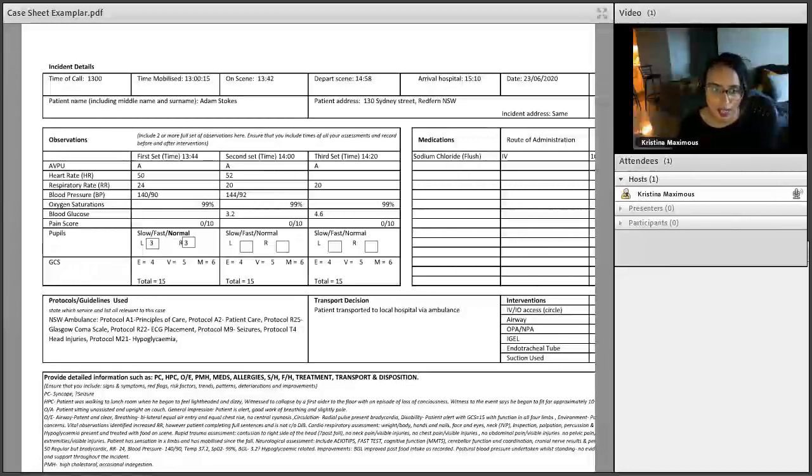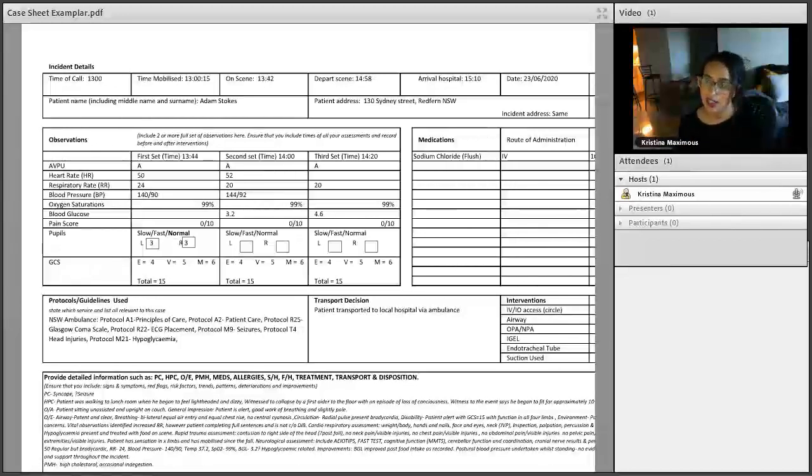The history here was patient was walking to the lunchroom when he began to feel lightheaded and dizzy, witnessed to collapse by a first aider on the floor with an episode of loss of consciousness. Witness to the event says he began to fit for approximately 10 to 20 seconds, query a seizure. So you're giving all the information of what happened prior to you arriving, from the patient and from any bystanders that were around as well.